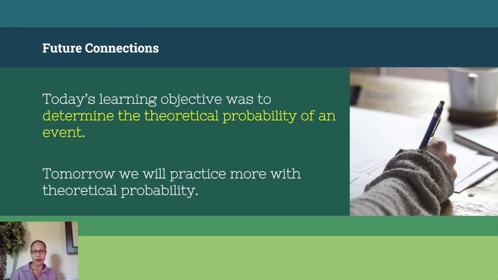So let's look at our future connections. So today's learning objective was to determine the theoretical probability of an event. Tomorrow, we will practice more with theoretical probability.